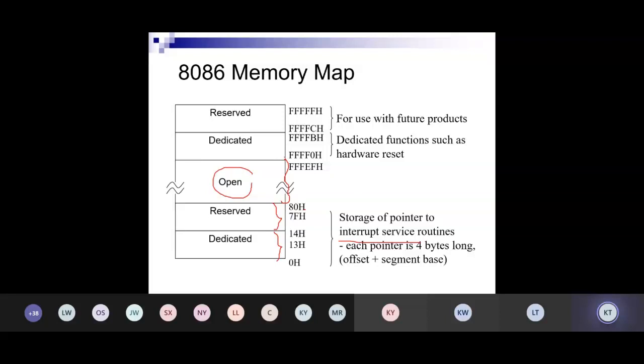When you look at the top part over here, from location FFFF0 hexadecimal to FFFFF, this is dedicated for use with future products or dedicated functions such as hardware reset. Meaning that if I want to do 2 plus 3, I can only do it in the open memory map. I cannot disturb whatever is here, because it's already dedicated for something else. So that is the memory map.